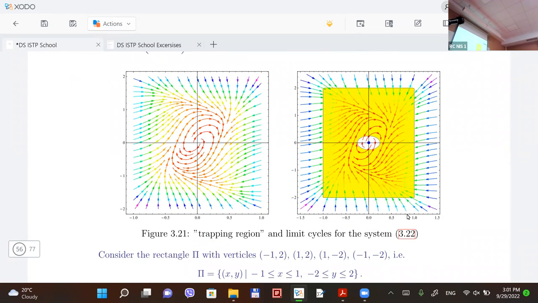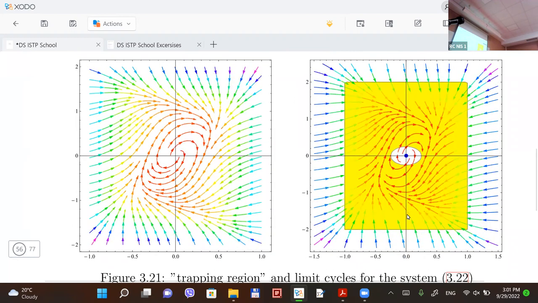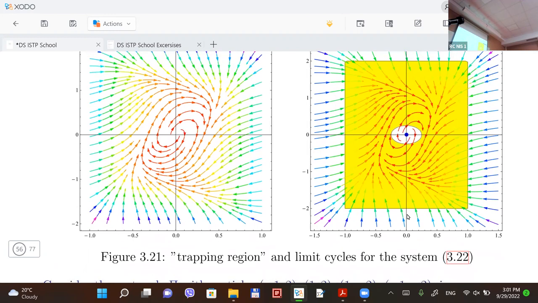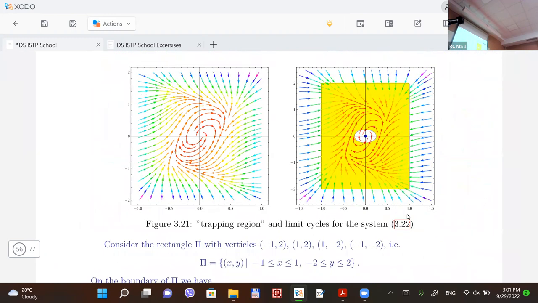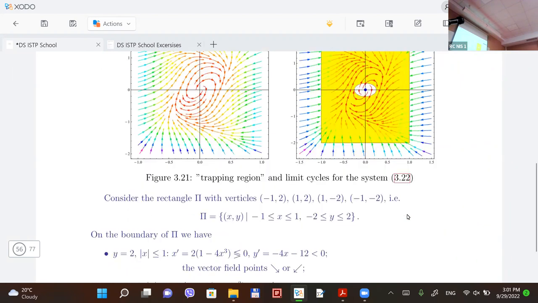So x is between minus one and one, and epsilon is between minus two and two. So this is the one. On the left, I just plotted the phase portrait. So it is quite obvious that we have the limit cycle here, but let's prove it. So let's consider the boundaries of this rectangle, so these lines, and here is the calculus.